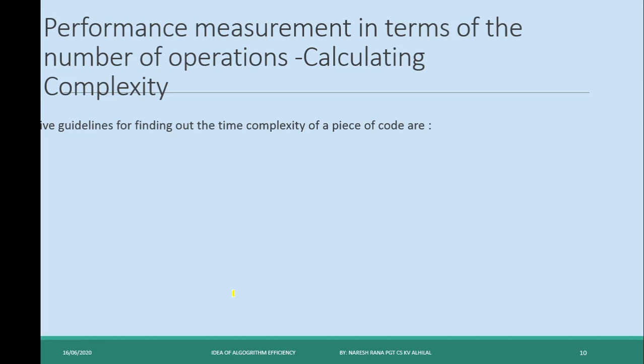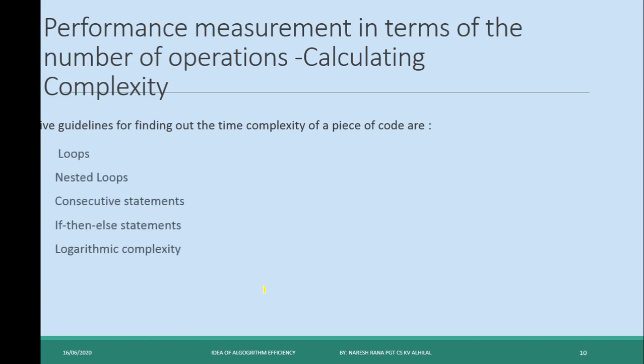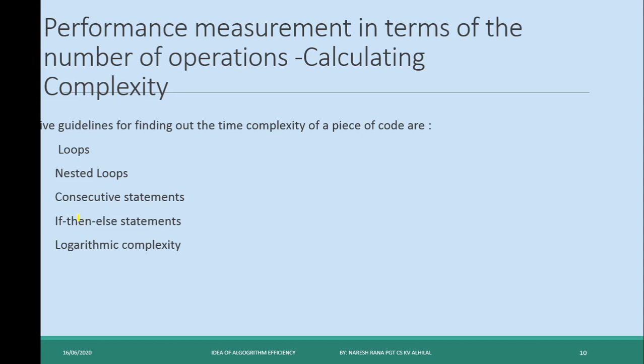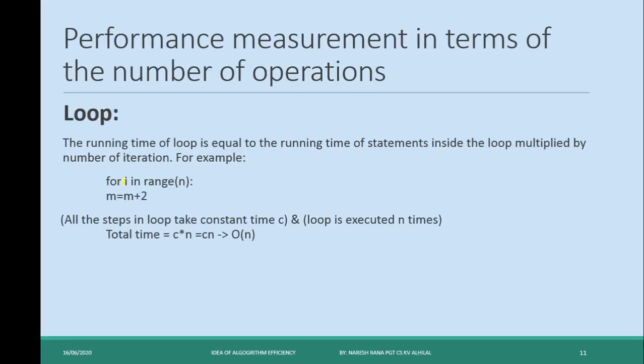Then there are 5 guidelines for finding out the time complexity of a piece of code: loop, nested loop, consecutive statements, if then else statement, and logarithmic complexity. Now let us understand one by one. So let us start with loop.